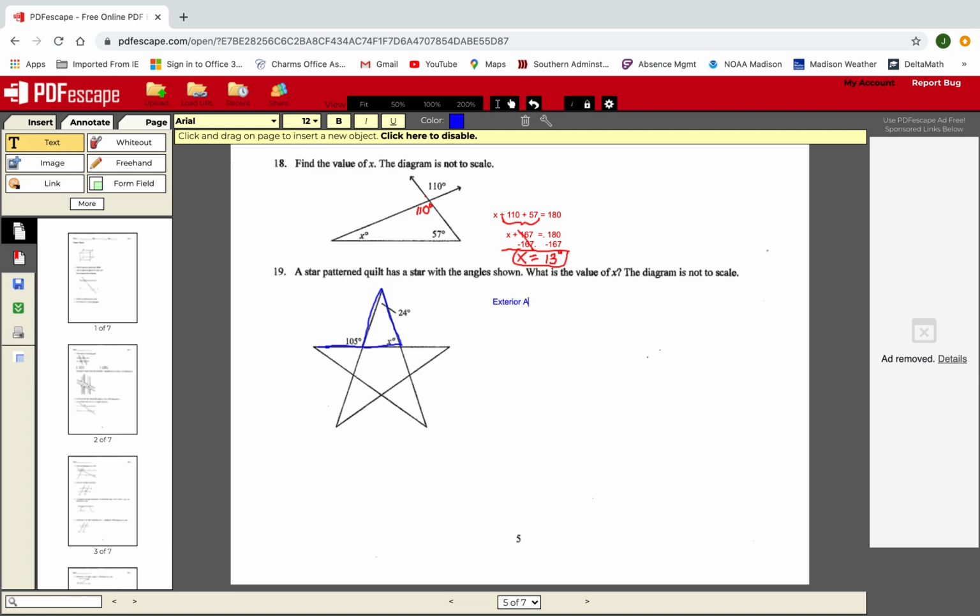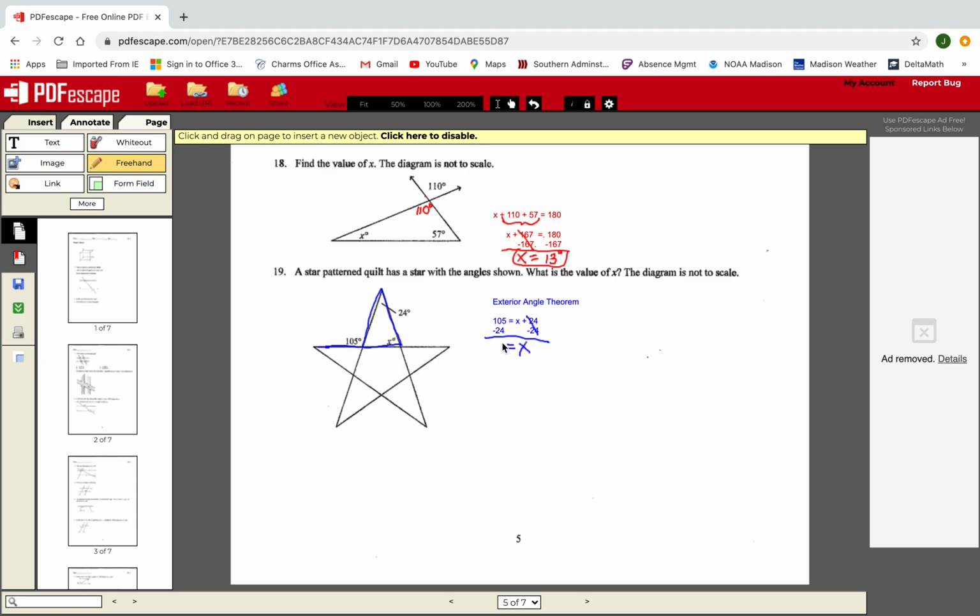Exterior angle theorem. Okay, which tells us that the exterior angle, which is 105, is equal to the sum of the two remote interior angles, which are x and 24. So to solve this, we are simply subtracting 24 from both sides, which gives us, okay. On the right side, 24 minus 24 cancels out. All we have left is x over there. And on the left side, 105 minus 24.